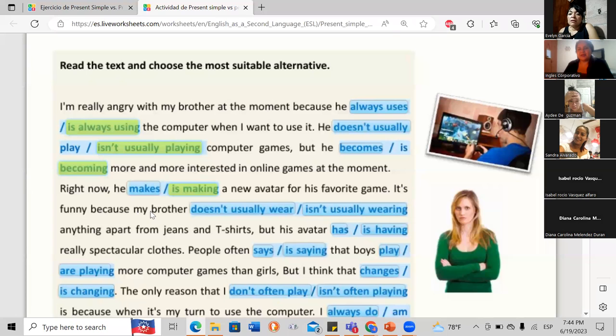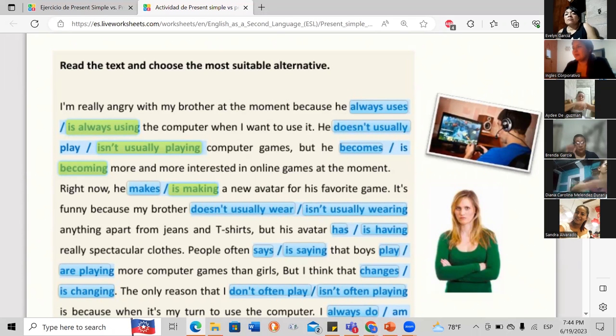It is funny because my brother doesn't usually wear or he isn't usually wearing anything apart from his jeans. Okay, I will ask one by one, okay? Le voy a preguntar uno por uno porque siento que solo él mismo me participa. Okay, welcome, Brenda. Hi, teacher.